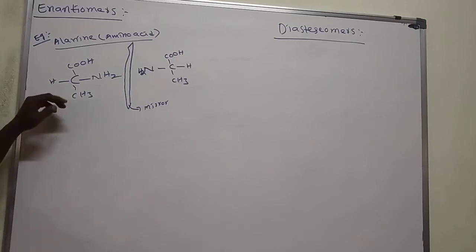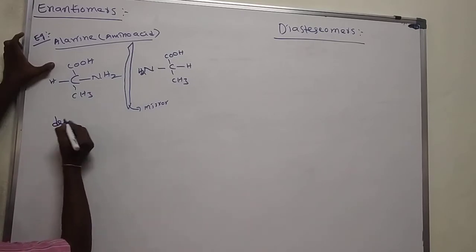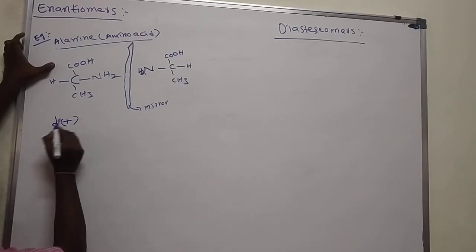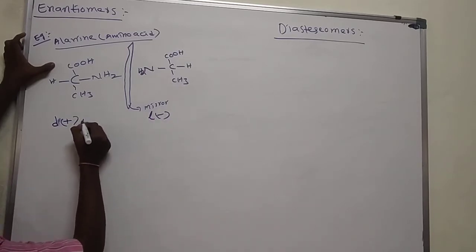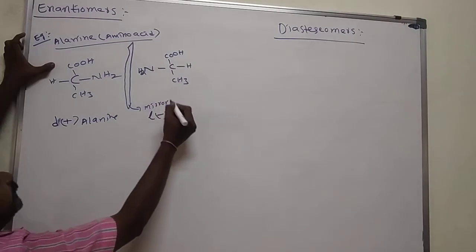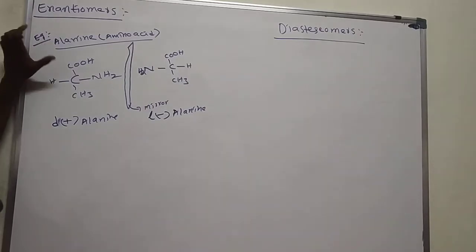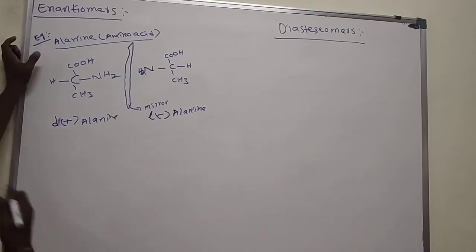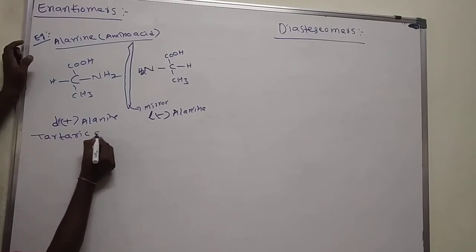Okay, here in the polarimeter experiment, this shows dextro rotation, indicated with D plus, dextro, and here L minus, levo. This is dextro alanine, for example, and this is levo alanine. These two individual isomers we call enantiomers. Okay, here I am taking one more example: tartaric acid.